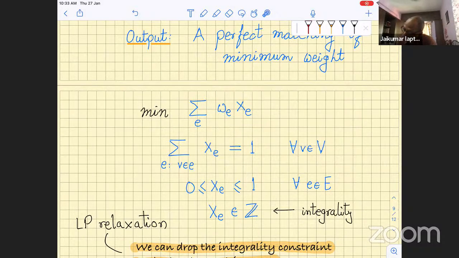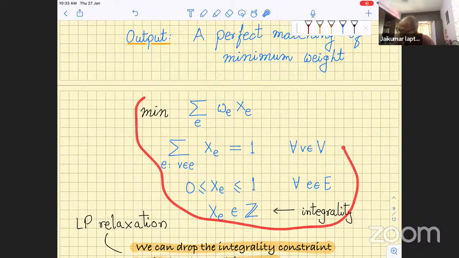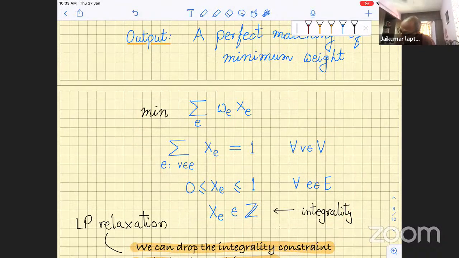And the restriction is that every vertex should be matched to exactly 1. So only one of its neighbors, for every vertex, whether on the left-hand side or right-hand side, should have exactly one edge which has been set to 1, whose variable has been set to 1. Okay, so this is the integer program here, and it is an integer program because everything else is linear, but we are insisting that the variables take integer values. Okay, good.